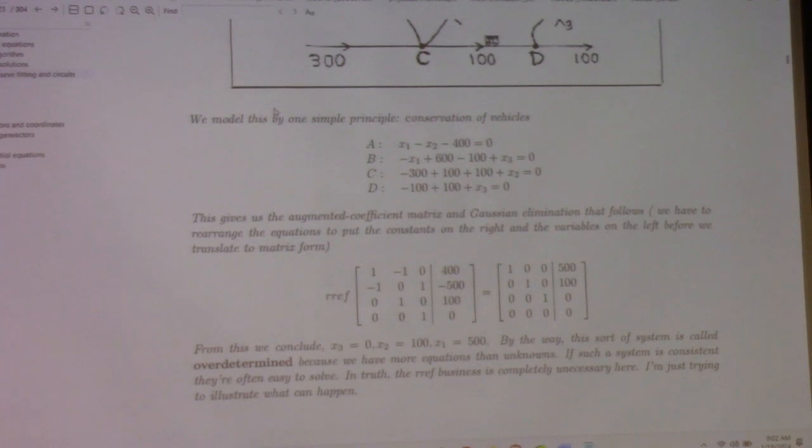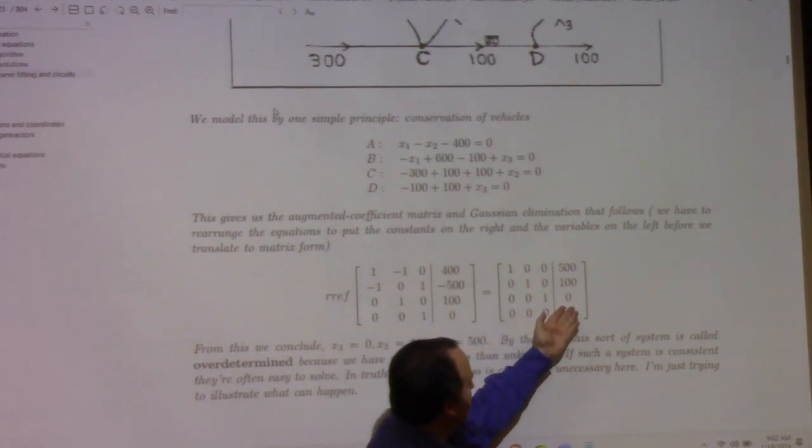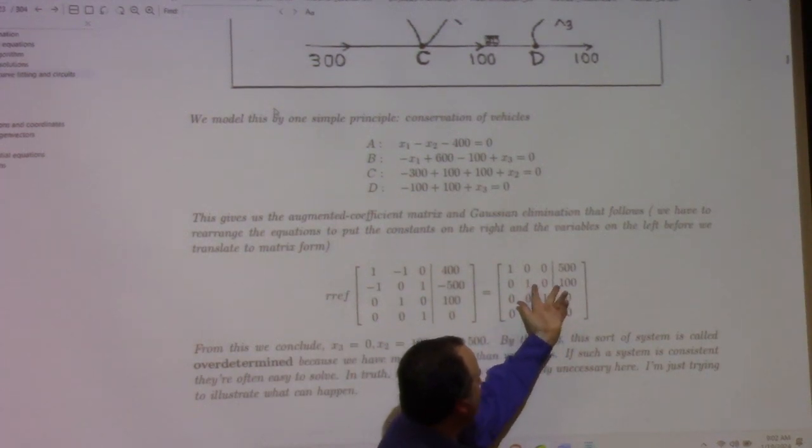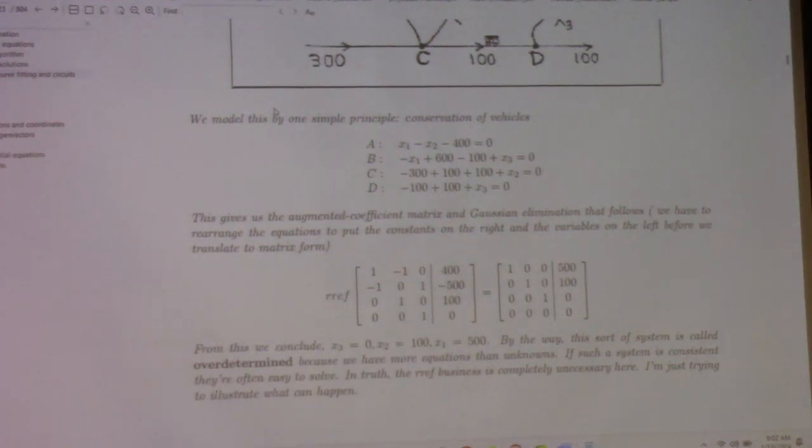You slap it in a matrix, you do the row reduction, and we get this. So that tells me x3 is 0, x2 is 100, and x1 is 500. That's the solution to that problem. I think you got a problem like this in the homework. It might be slightly more interesting.